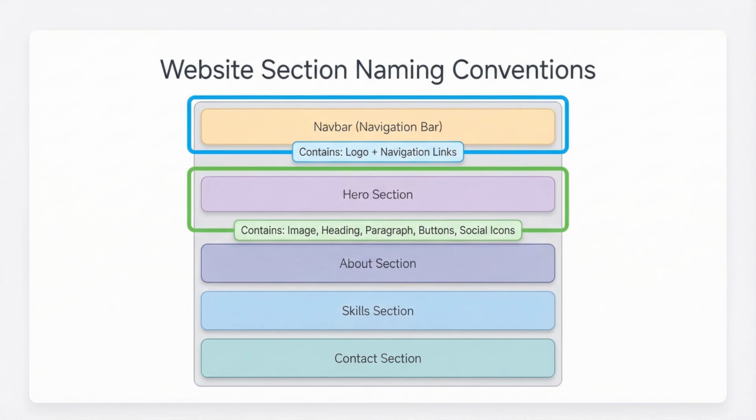The nav bar typically holds your logo or name and the navigation links. The hero section is the most important real estate on your page. It's what visitors see first. For a portfolio, this usually includes your photo, a short headline about yourself, a brief paragraph, a couple of action buttons, and links to your social media profiles.